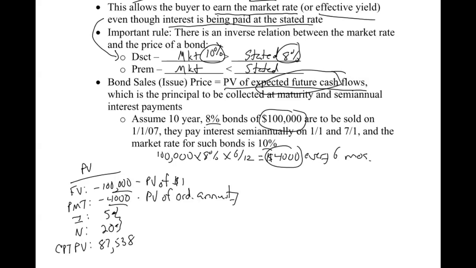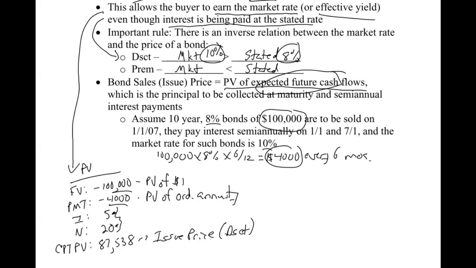Okay, so this problem was asking us to determine the issue price. So this right here is the issue price. And now notice we set it up here at the top that the market rate is greater than the stated rate. Therefore, we should have a discount, and we definitely have a discount here. So I'll just put DSCT because it's less than face value. So that's what we were expecting, and that's what we got. All right, so I'm going to draw a line from here down to here.